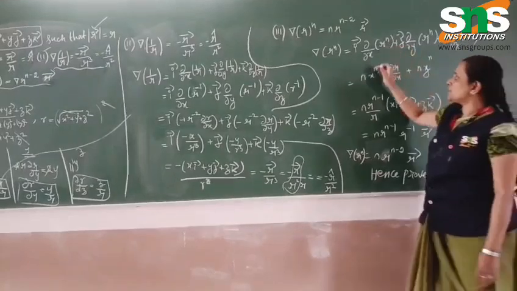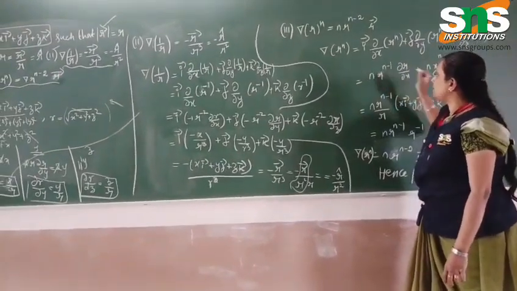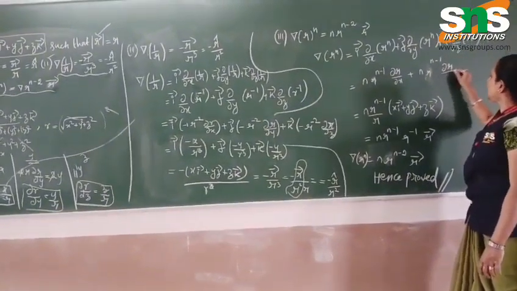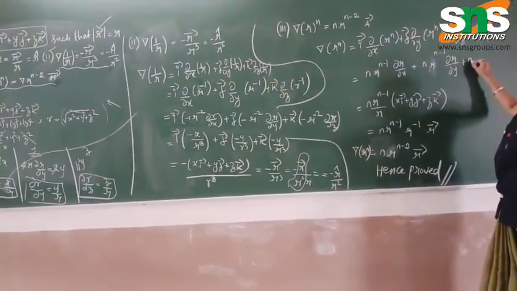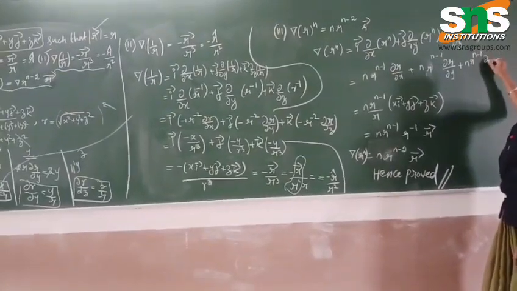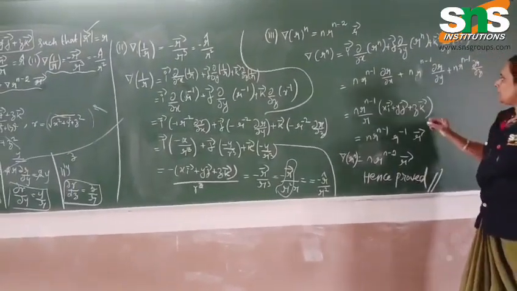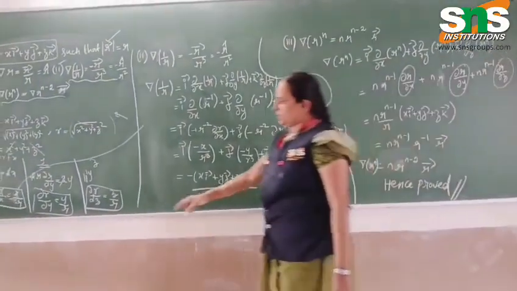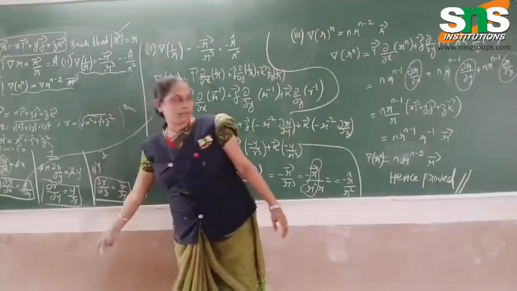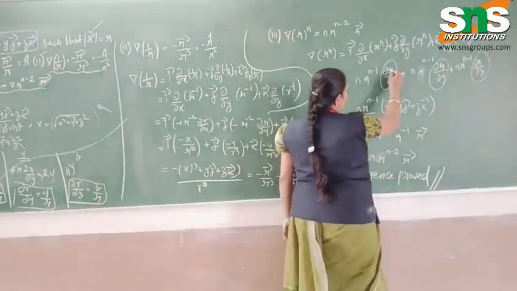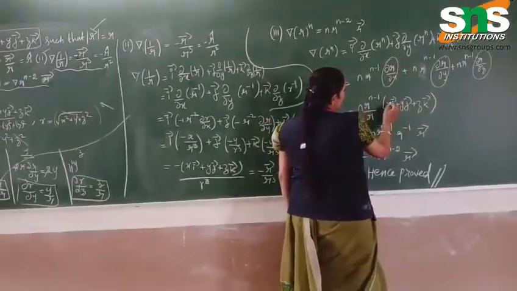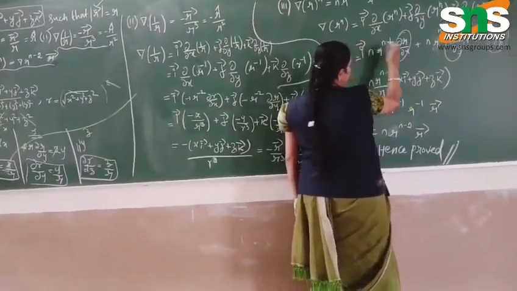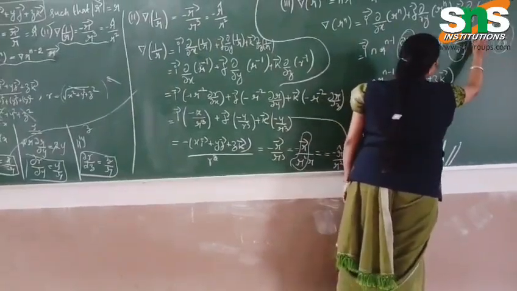Here partially differentiating with respect to x, instead of x we replace r. So here also r power n minus 1 dou r by dou y. Then r power n minus 1 dou r by dou z. Here using dou r by dou x, dou r by dou y, what are they? x by r, y by r, z by r. So here we replace x by r, y by r. So here x by r, that is x i vector, then y j vector, z k vector. Here also we include x i vector, y j vector and z k vector.